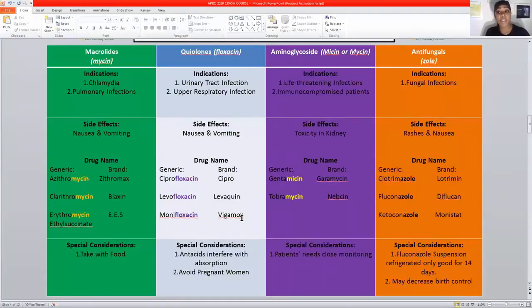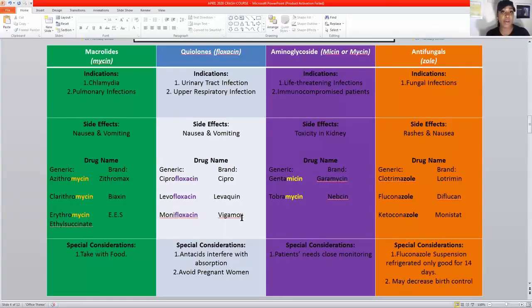Okay, so Bigamax is eye drops. Special consideration here is that antacids interfere with the way this medication is absorbed in the body. So when we talk about antacids interfering with the absorption, what kind of interaction is that? Is it drug to drug interaction, drug to food interaction, drug to lab interaction? Tell me what kind of interaction this is when antacid interferes with quinolones.